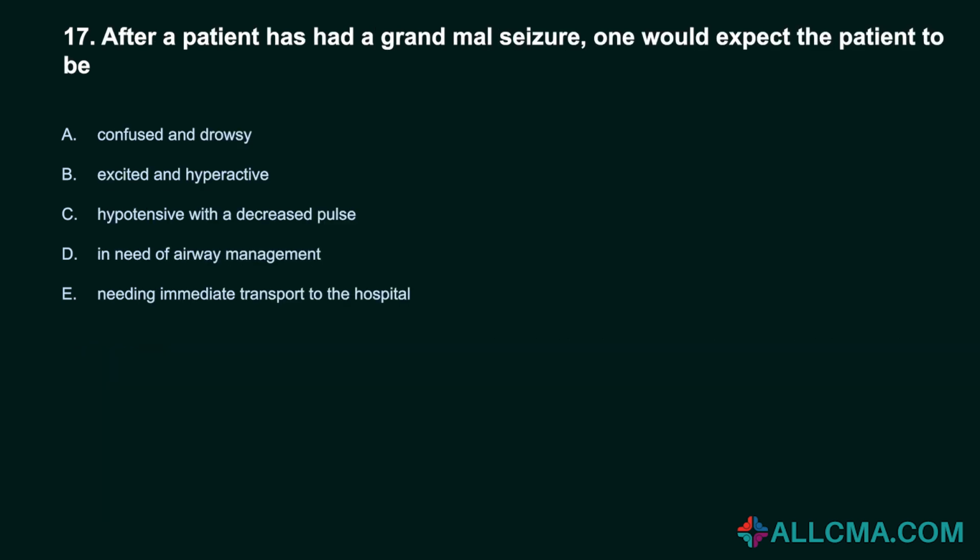17. After a patient has had a grand mal seizure, one would expect the patient to be A. Confused and drowsy, B. Excited and hyperactive, C. Hypotensive with a decreased pulse, D. In need of airway management, E. Needing immediate transport to the hospital. Correct answer, confused and drowsy.